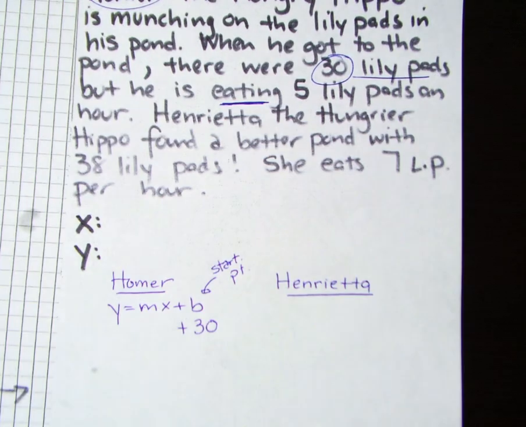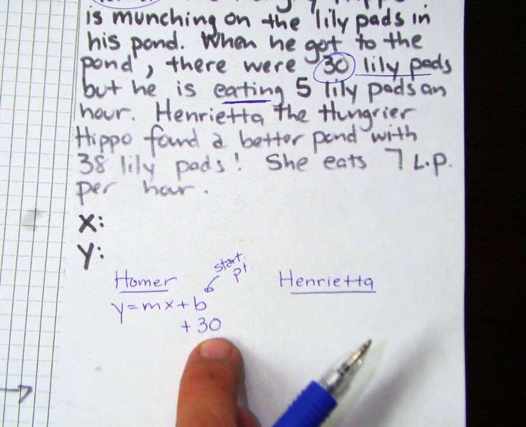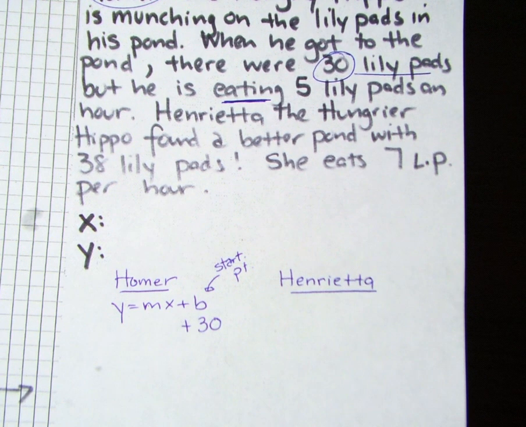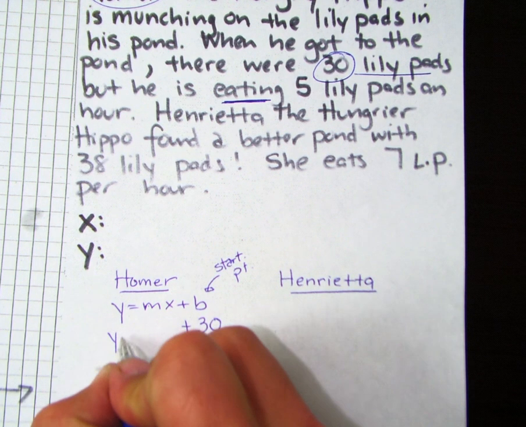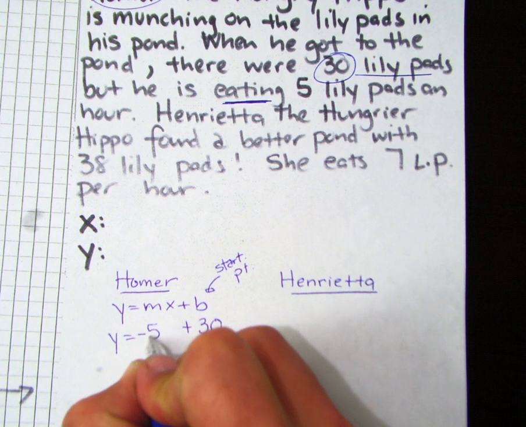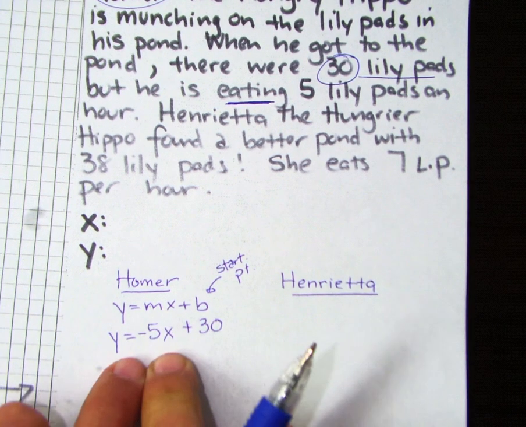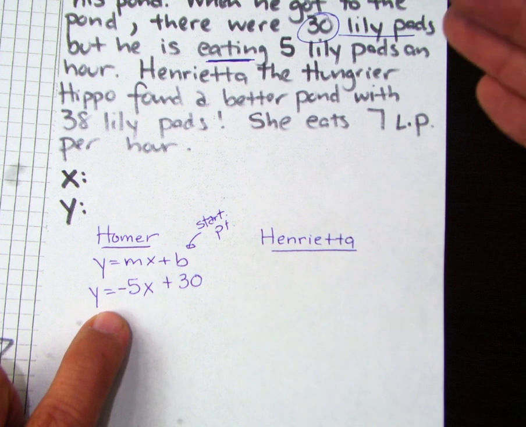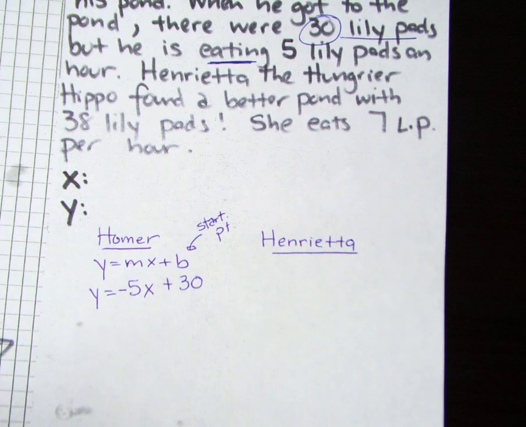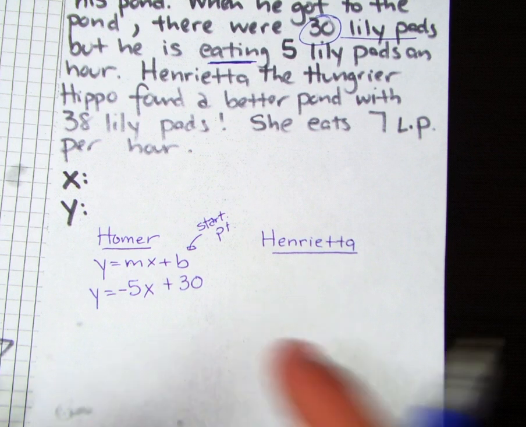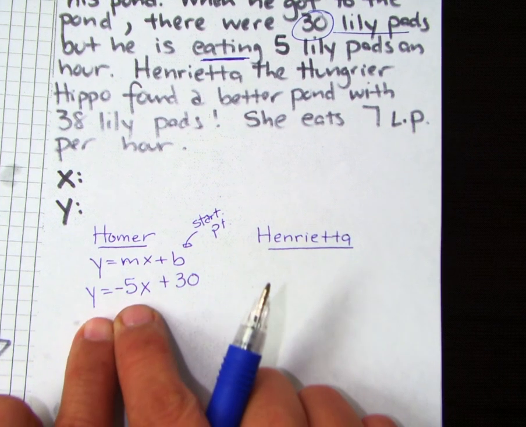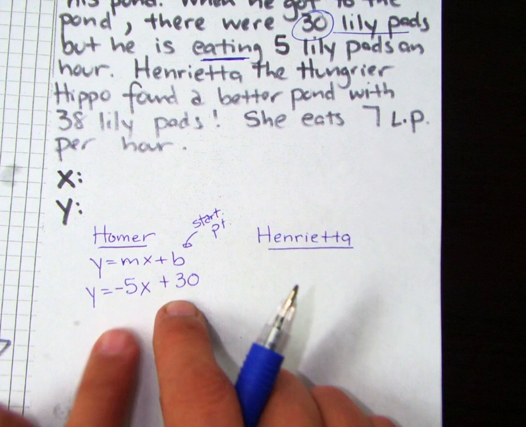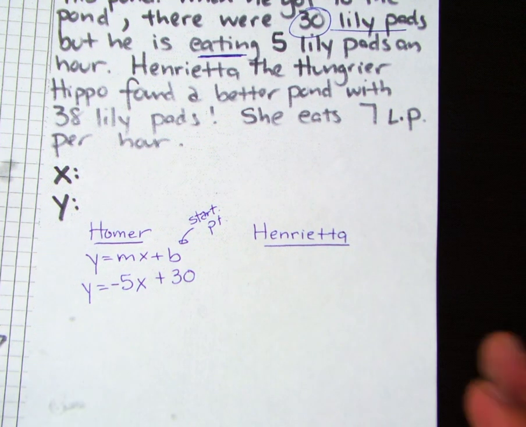Well, what's eating? Are you adding to the 30 or are you subtracting when you're eating? Oh, good question. Subtracting. Very good. So the growth is not actually a growth. You're decreasing. You're eating some lily pads from the pond, so you're going to have less. That's right. So my equation is y equals negative 5x plus 30. Correct. How about you, Henrietta?